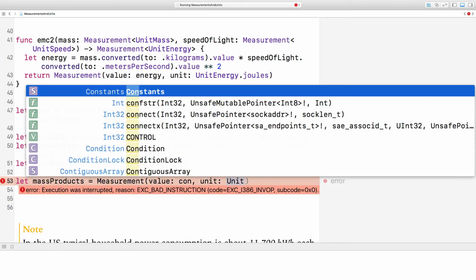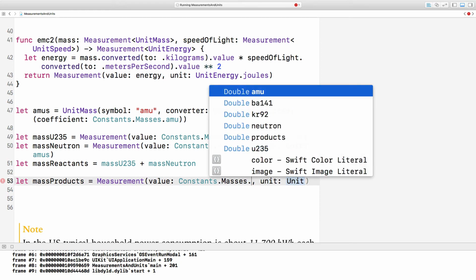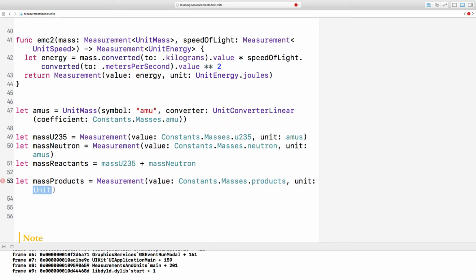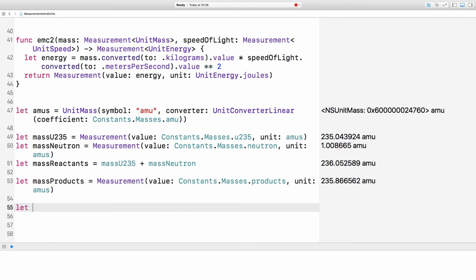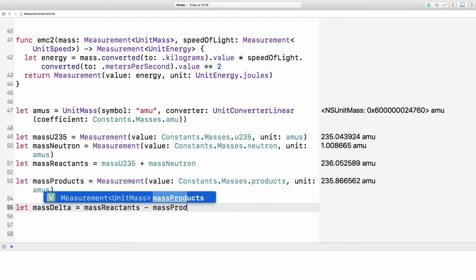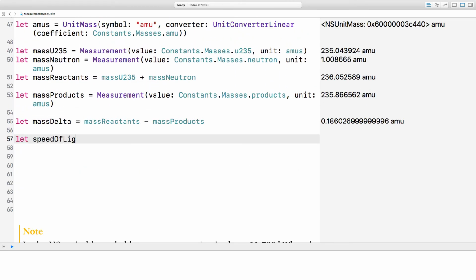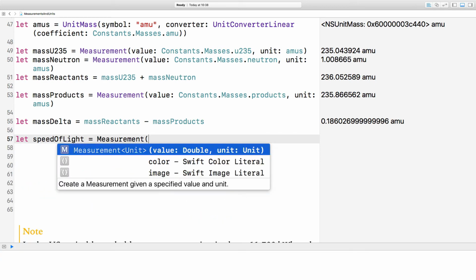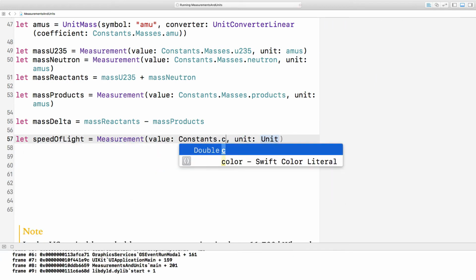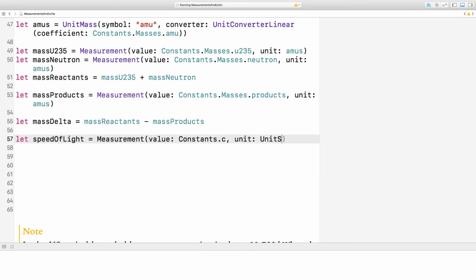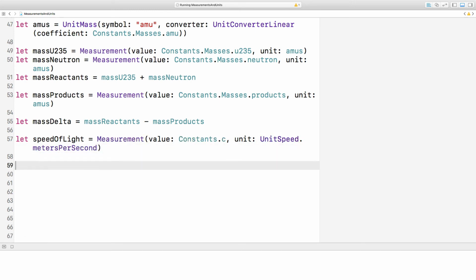I could do the equivalent calculation to find the mass of the product, but to save time here, I've already got a constant that represents that. So the mass of products is a measurement that uses this constant. The thing I'm really interested in here is actually the difference between the mass of the reactants and the mass of the products, because that's the thing that's been changed into energy. I can calculate that simply by subtracting this products from the reactants. Now I need to know the speed of light so that I can use the E=mc² equation. So I can pull that out of the constants again with constants.c, it's about 3 times 10 to the 6, and the units are meters per second.